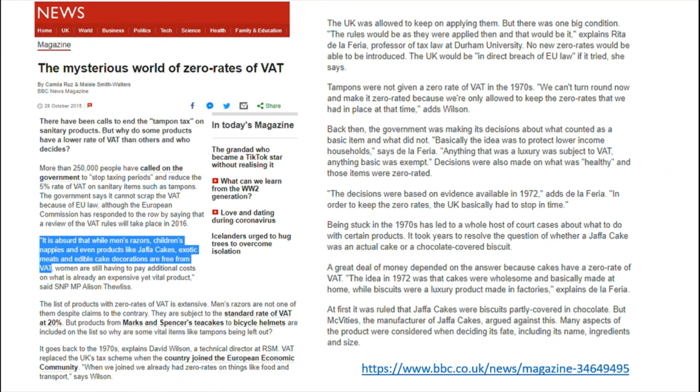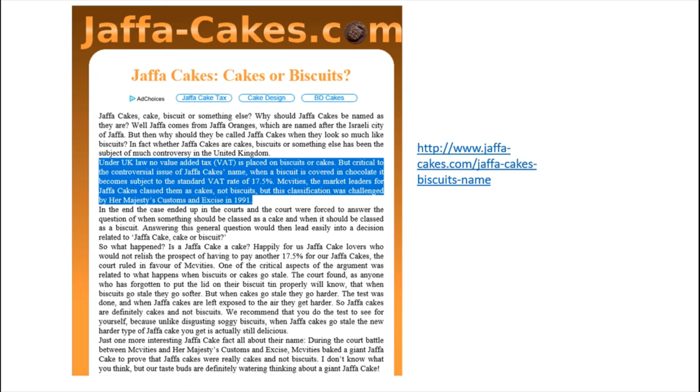Another article here explains a few more interesting things about VAT and what has zero rate VAT. Another famous example of a product which escaped having VAT is Jaffa cakes, because there's no VAT on biscuits or cakes, however, chocolate-covered biscuits have VAT. McVitie's actually went to court to prove that Jaffa cakes are cakes, not biscuits.